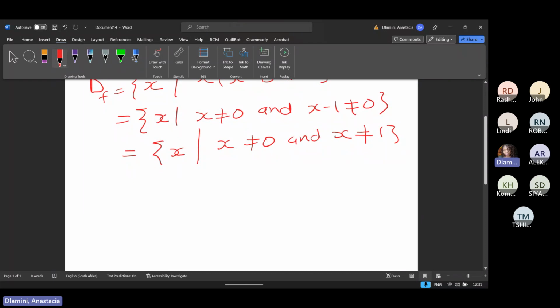Thank you very much. Now I want the interval notation. Remember, you have to know all interval notation. Please help me. Give me the interval notation. I want to see the interval notation.